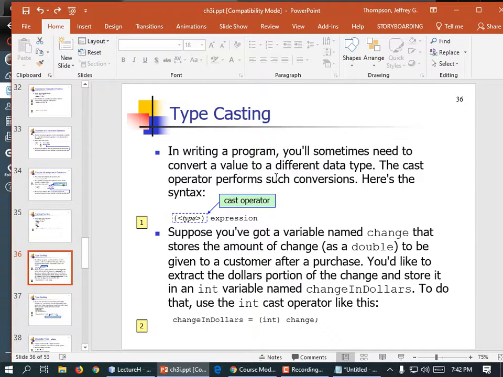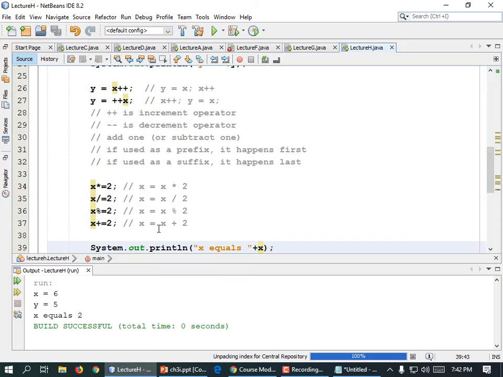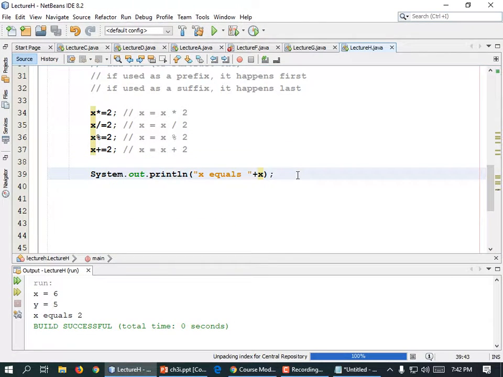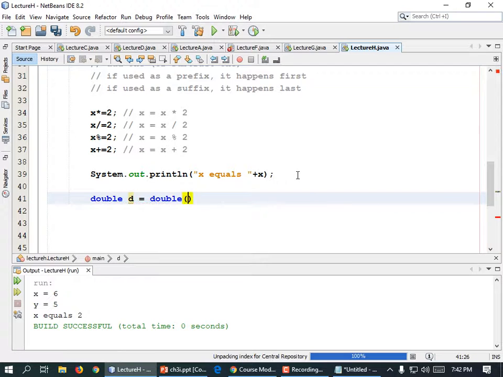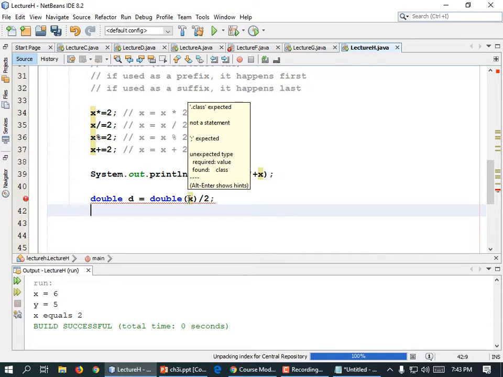So sometimes you need to convert one format to another format. What do I mean by that? What if we were doing this math here, and we needed to do a little bit of division, but we needed to make sure that it was done as floating point math rather than integer math. double d = (double)(x) divided by 2. What this is saying is take, oh, I did the syntax wrong.